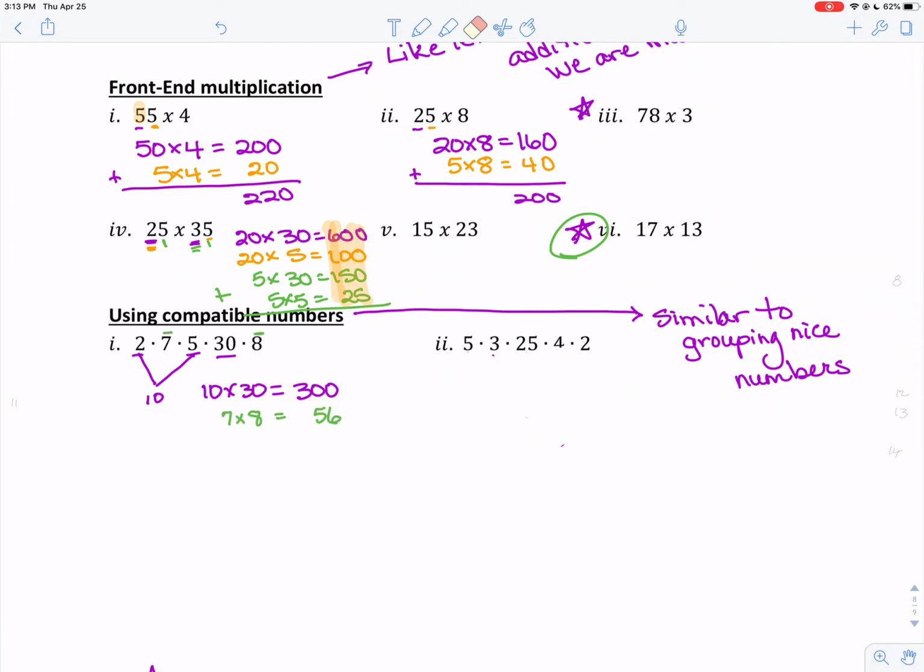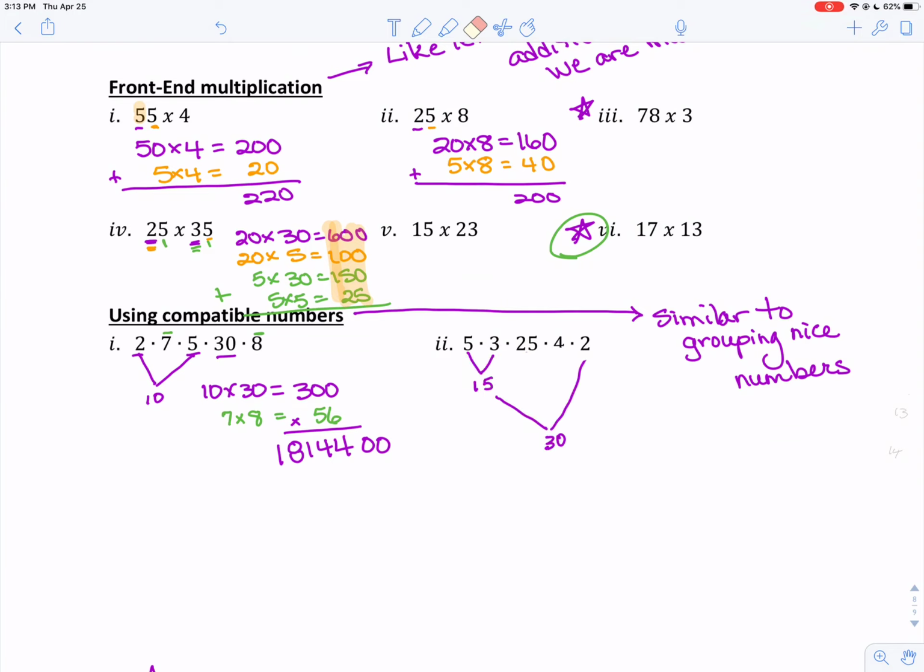Then we have the 7 and the 8, which is 56. So all we have to do is multiply the 56 times the 3 and then add our 2 zeros. Let's look at the last example.